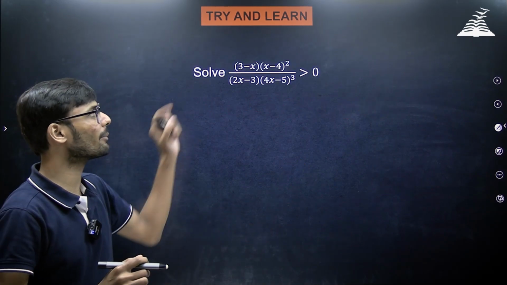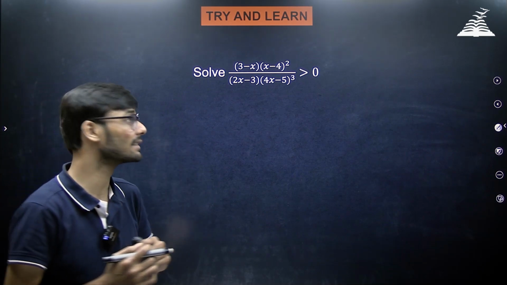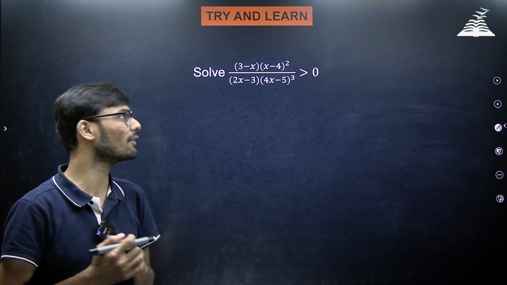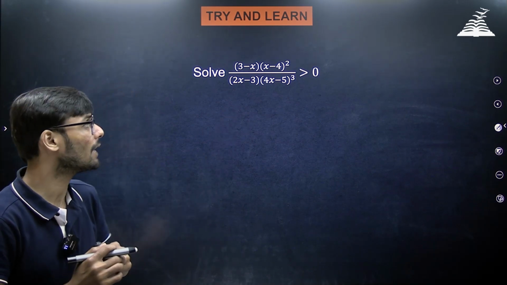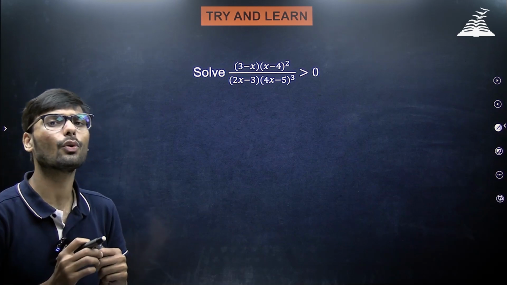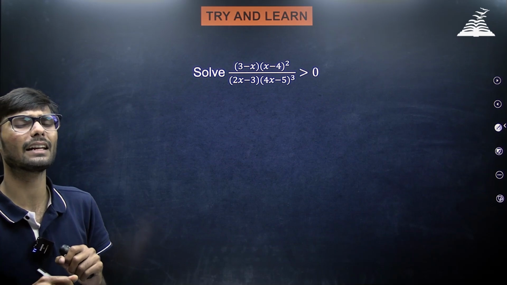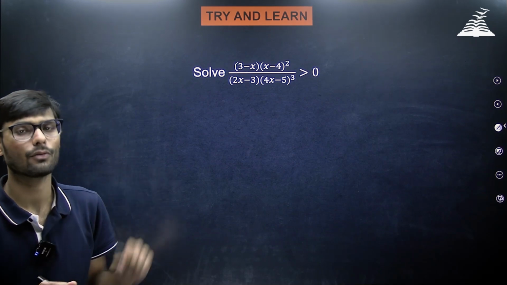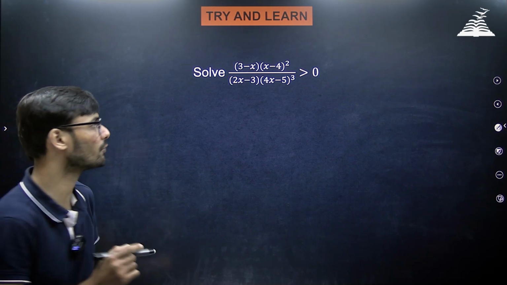Suppose we are dealing with (3 minus x) into (x minus 4) whole square divided by (2x minus 3) into (4x minus 5) whole cube, that is greater than 0. Now if you notice, the leading coefficient of x in 3 minus x is negative. So what should we do? We should make it positive by multiplying by minus 1.